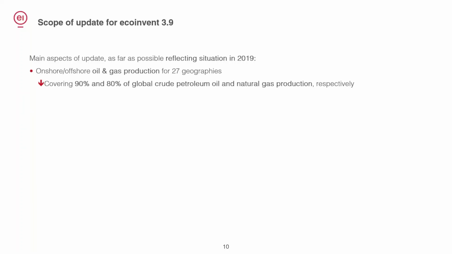So, as Niels already indicated, the update for version 3.9 increased the data coverage for production of oil and gas to a total of 27 countries. And taken together, these countries represent approximately 90% of global production of petroleum oil and nearly 80% of natural gas output. And that is for the reference year of 2019.